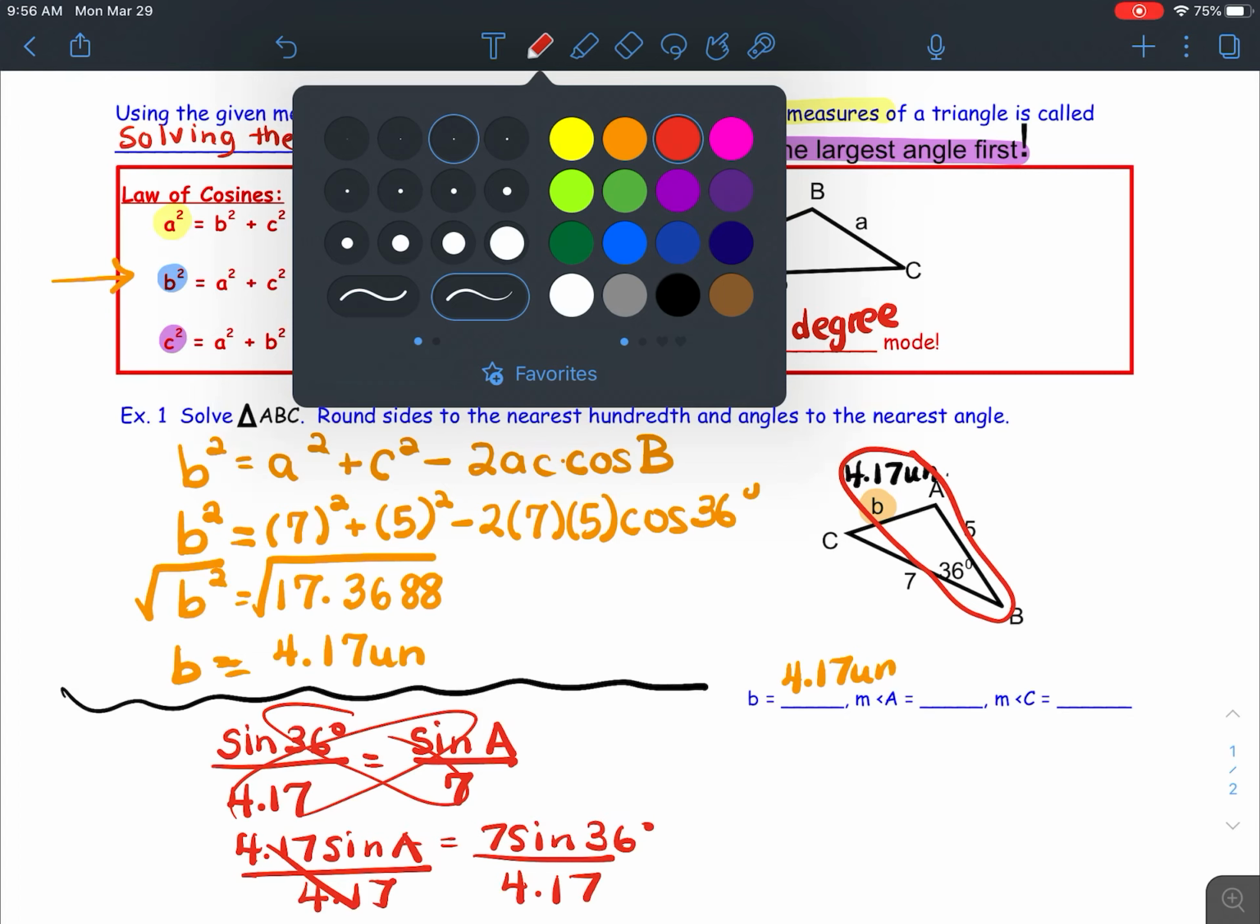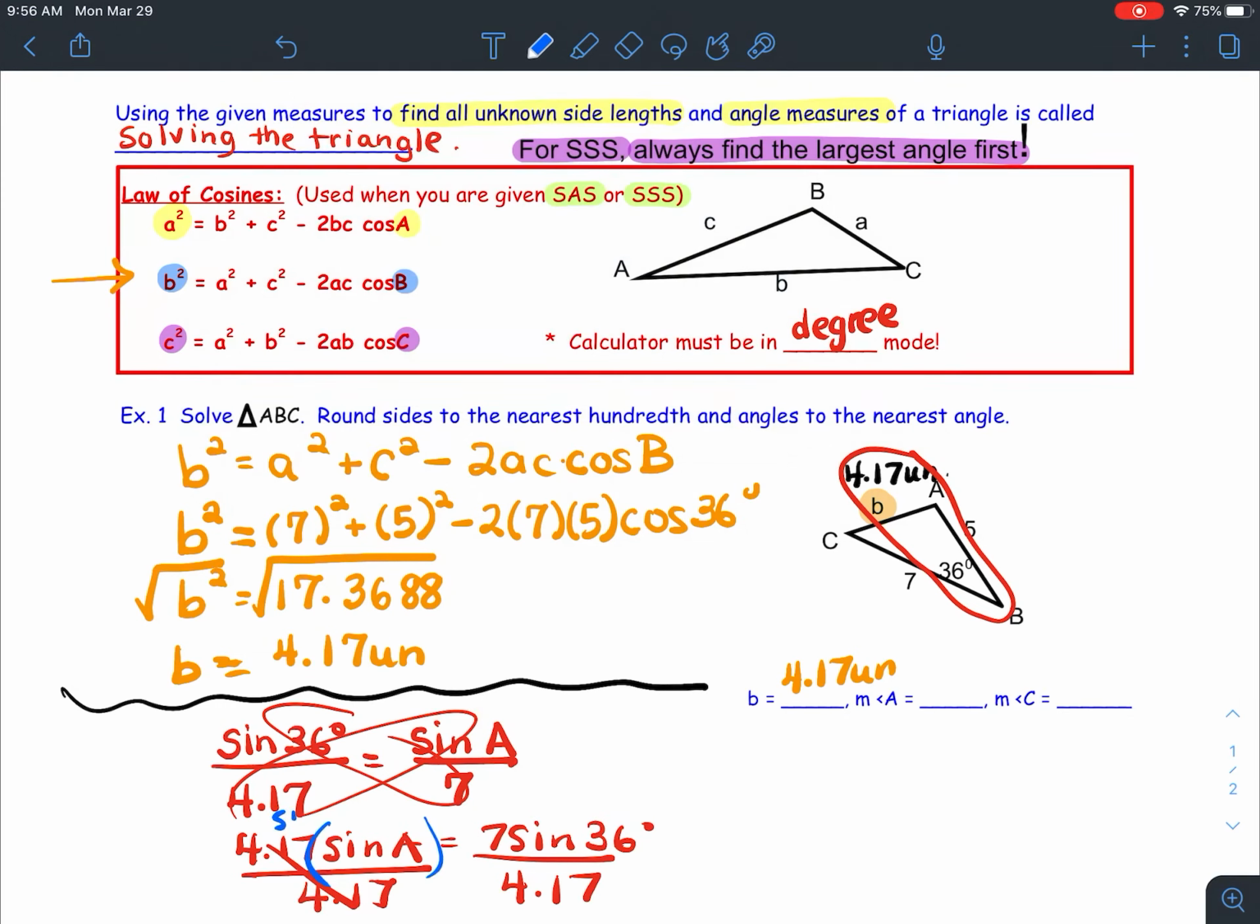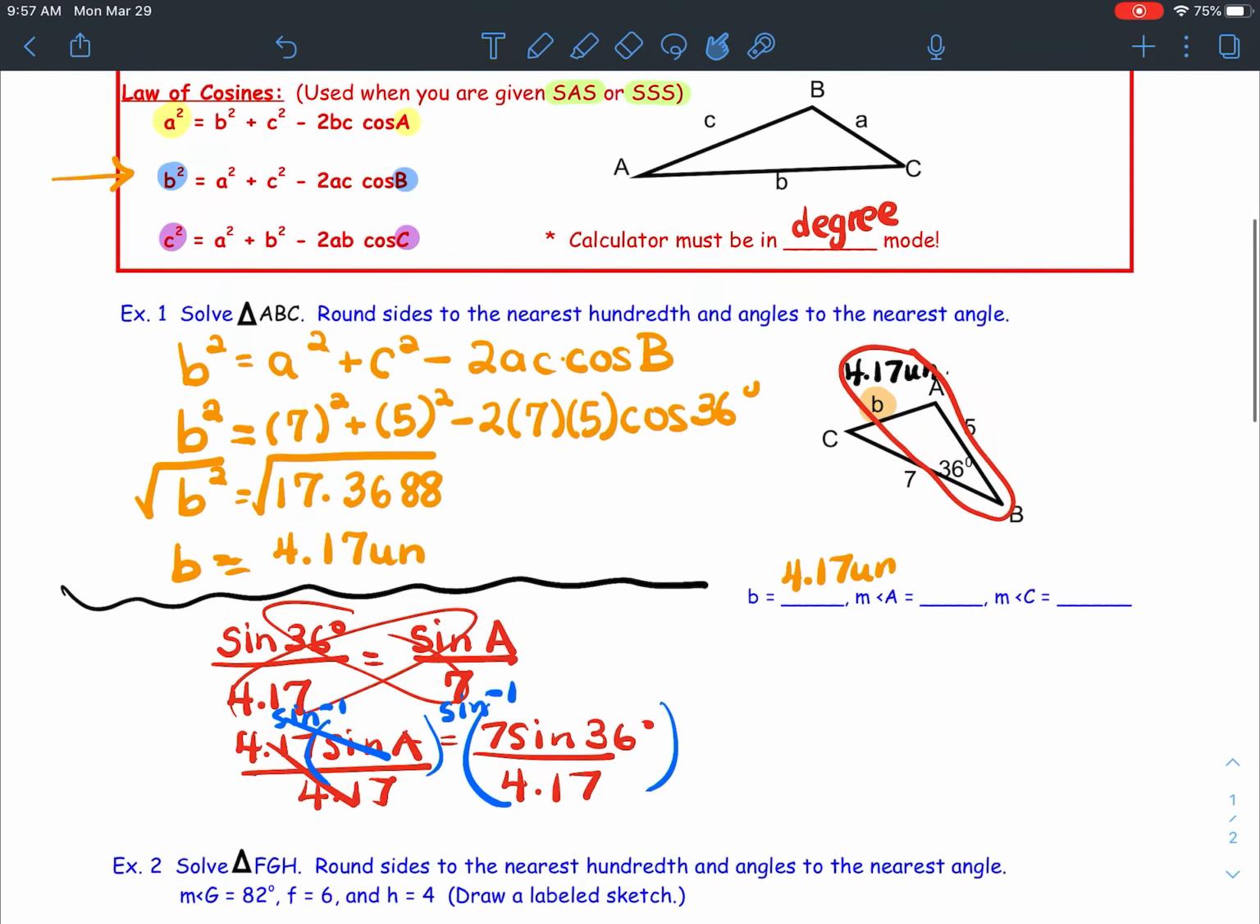Okay, and we said anytime we are finding a missing angle, we have to do the inverse trig function to kind of cancel off that trig function from the angle. So you're going to type in inverse sine of 7 sine 36 divided by 4.17, and that would give you an answer for angle A to be 81 degrees if we rounded it all the way up. Okay, 81 degrees. You don't have to worry about the whole 0 triangles, 1 triangle, or 2 triangles unless the problem asks about that. And those are exclusively with the side-side-angle law of sines problems.